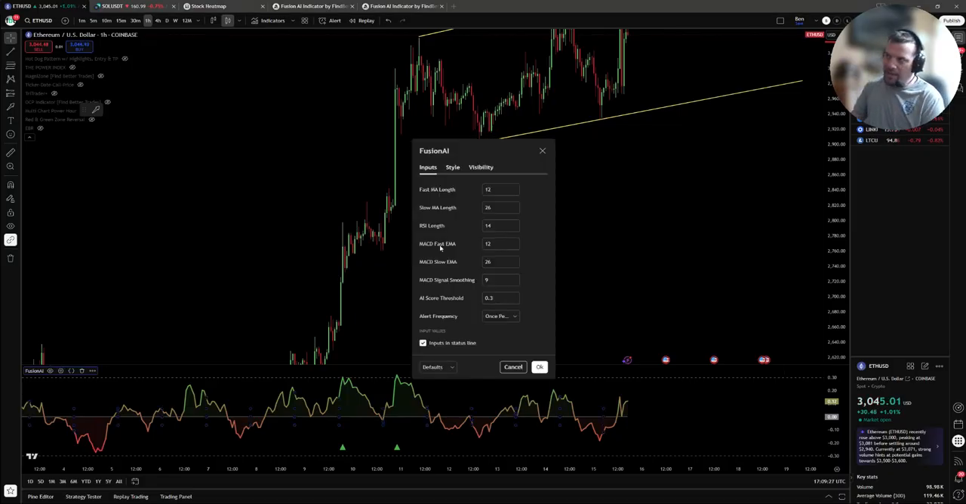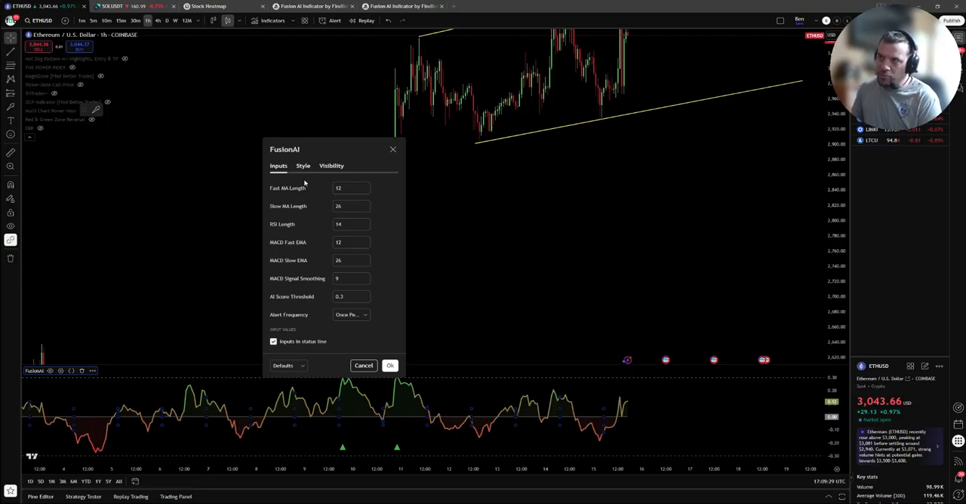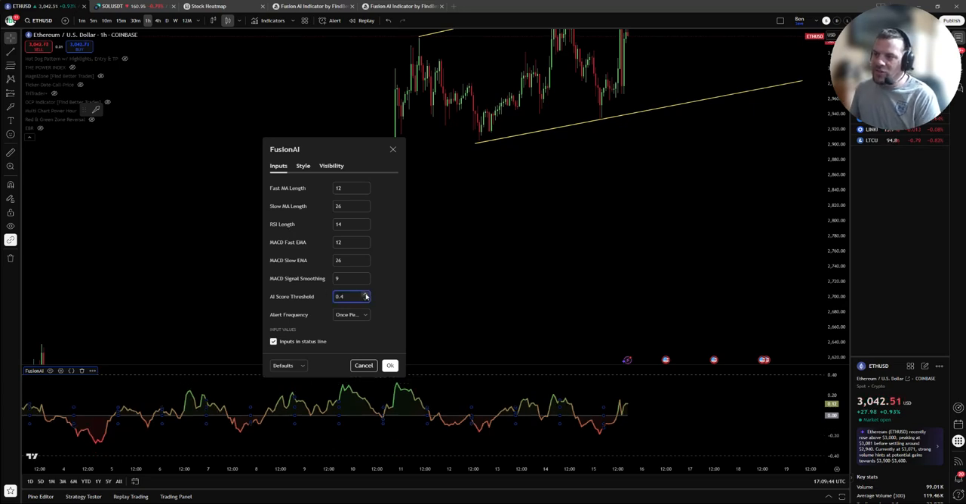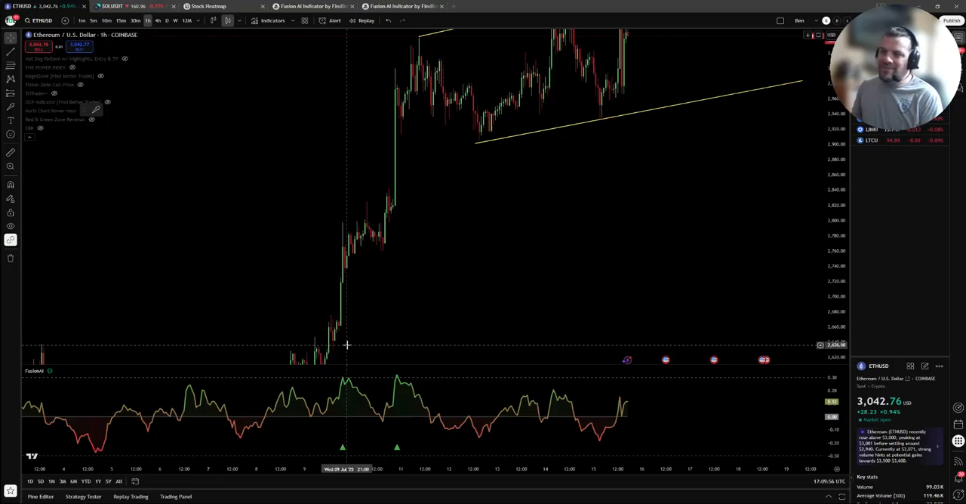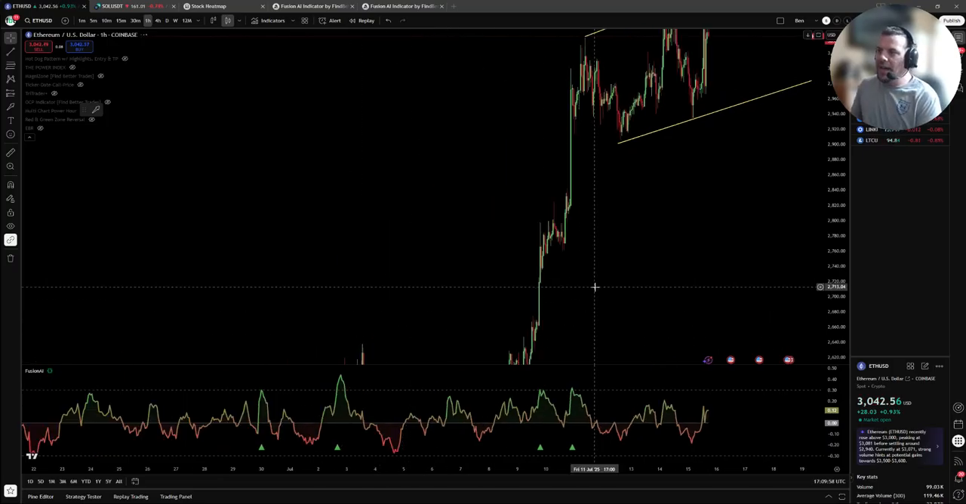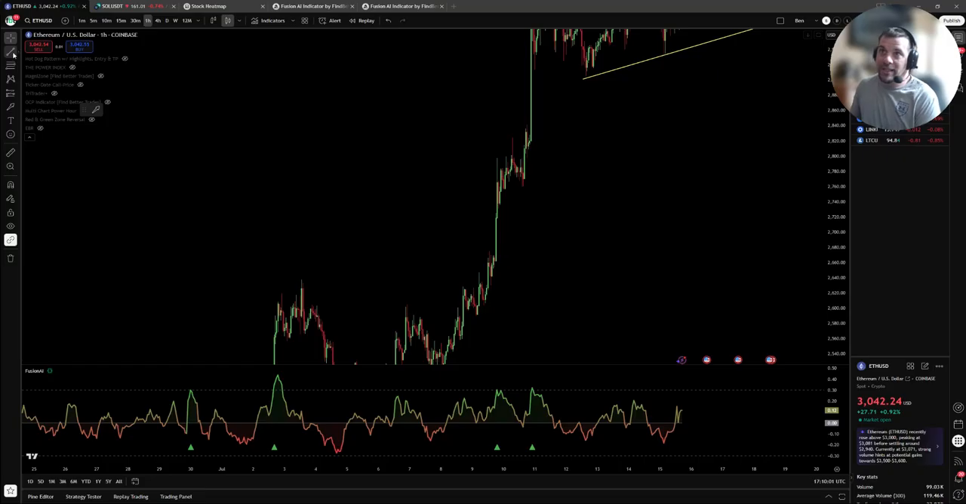And you can even see this in the inputs, right? There is a fast moving average length, there's the slow one, and you can even change these from 12 and 26. So this is kind of like the MACD filters, right? And then we even threw an RSI in there as well. And then you can even adjust the threshold of the AI score. So there are all these different things that you can adjust and play around with. But it is a fascinating little tool here, and I think one of the best ways that you could actually use something like this, right?